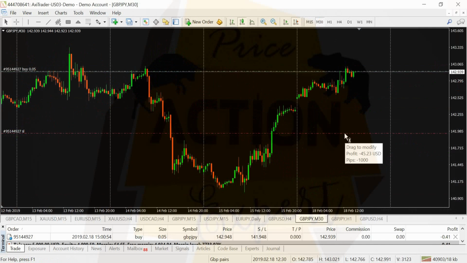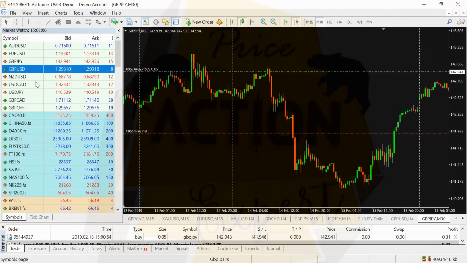This will be the amount that you will be losing if your trade hits the stop loss. This is actually less than 1% risk. It is very low because of the spread here. GBP JPY.